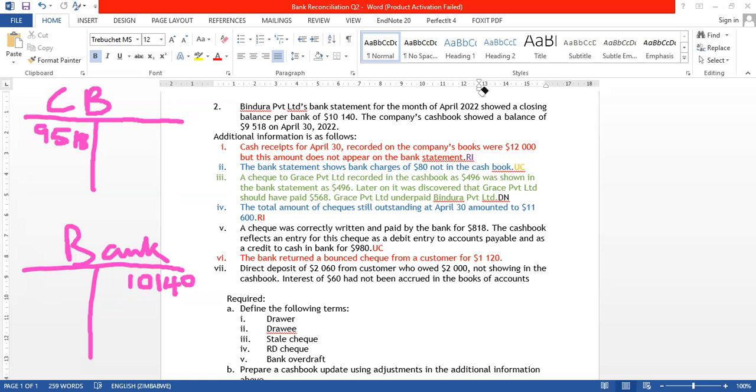And then we are given information. The first information that we are given is this one. Can somebody read? Receipts for April 30 recorded on the company's books were 12,000, but this amount does not appear on the bank statement. So we are told that there are cash receipts for 30 April recorded on the company's records, but this amount does not appear on the bank statement.